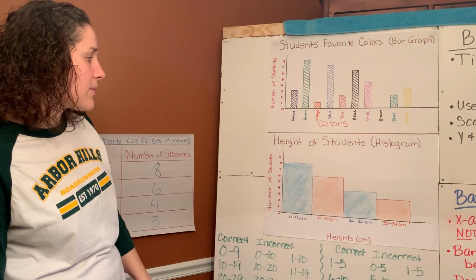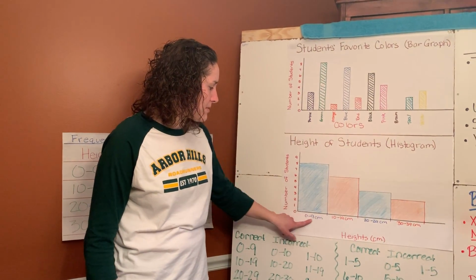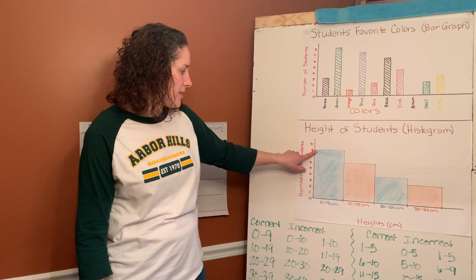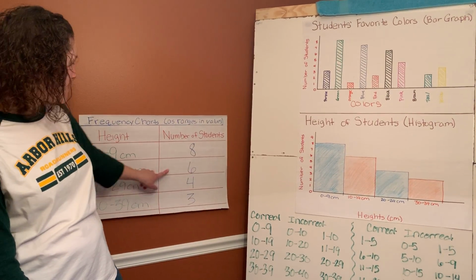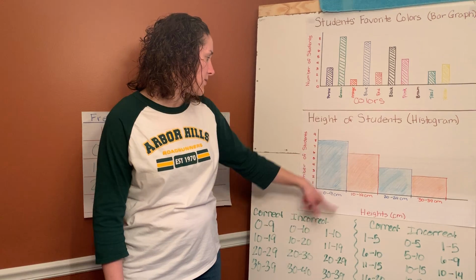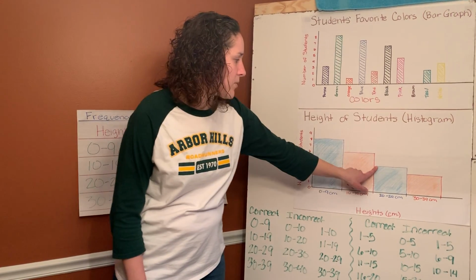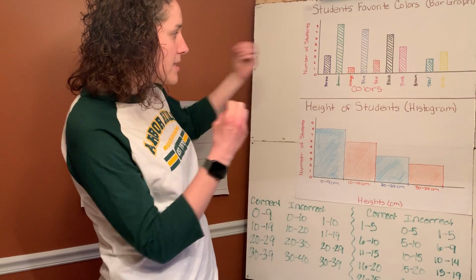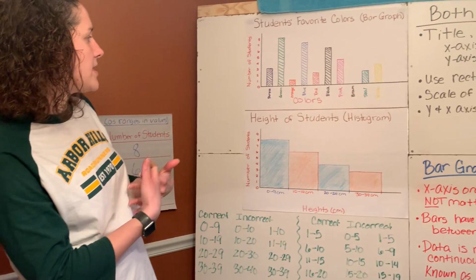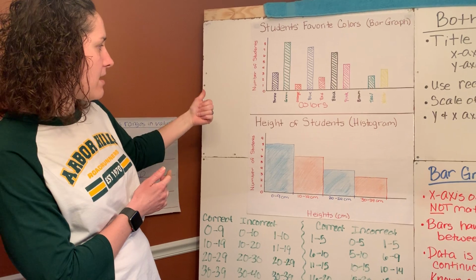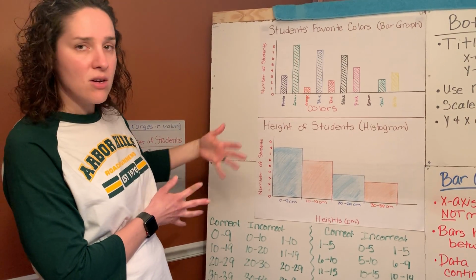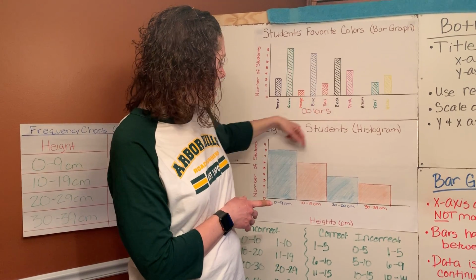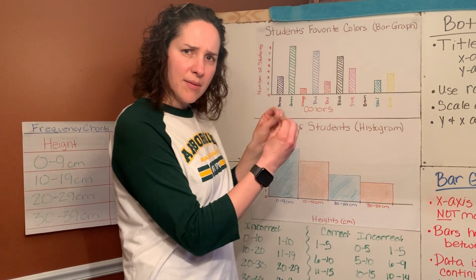So what you can see here with the histograms is we have that same 0 to 9 as what we have over here, and 8 students. 10 to 19 centimeters, we still have that same 6 students. Likewise, we have 4 students and 3 students. But what I want you to take a look at, initially, what's the major difference that you see between our bar graph and our histogram? And what students notice right away is that in the bar graph, there are gaps between the data, and in histograms, they are side by side, they're touching.